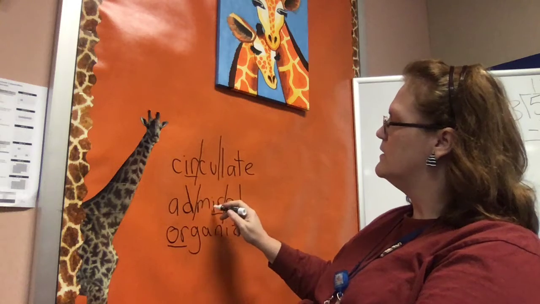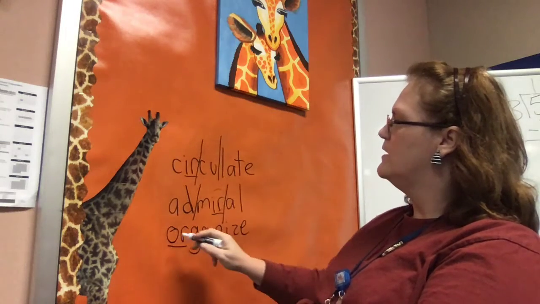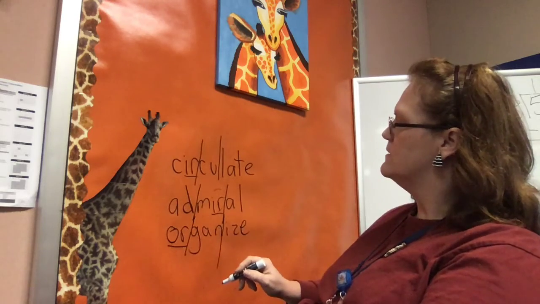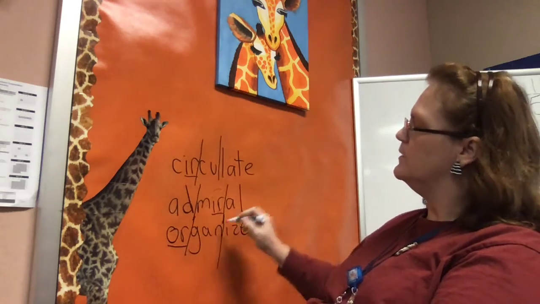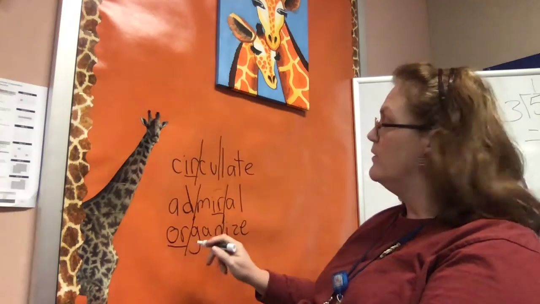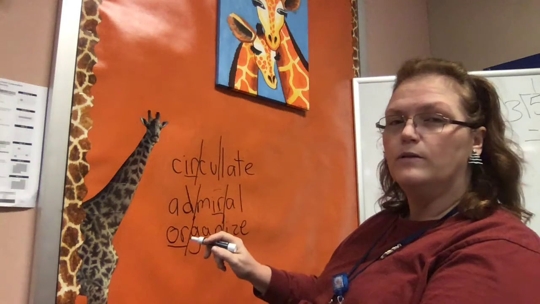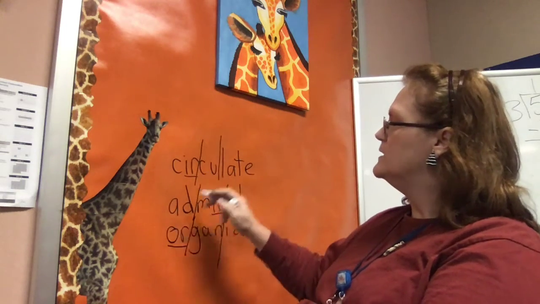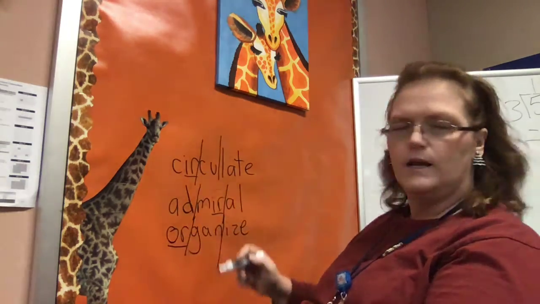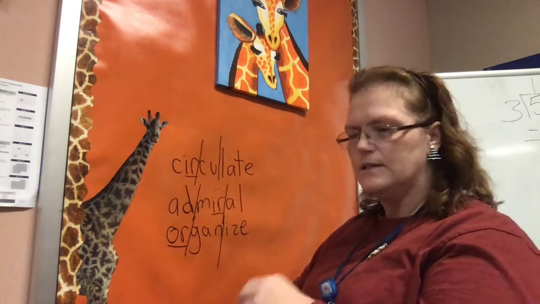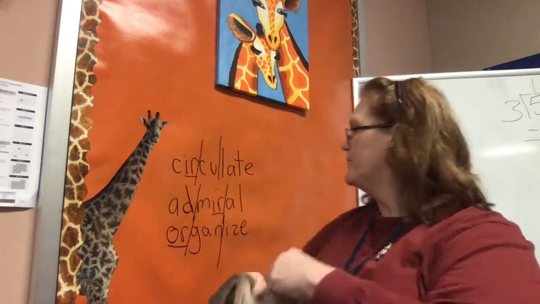Admiral, that has to stay together. Organize, organize. You could put it here too. Organize. So the R stays with its vowel, that it changes the sound up just a little bit. Circulate, admiral, organize. So for today's assignment, it's a little bit tricky.